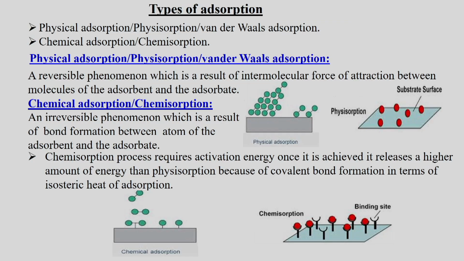And the types of adsorption we have learned are physical adsorption, or physisorption, and chemical adsorption. Physical adsorption is a reversible phenomenon, which is the result of the intermolecular force of attraction between the molecules of the adsorbent and the adsorbate. And chemical adsorption, or chemisorption, is an irreversible phenomenon, which is the result of bond formation between the atoms of the adsorbent and the adsorbate. So, physical adsorption is a physical phenomenon, and chemical adsorption means the formation of different chemical bonds.